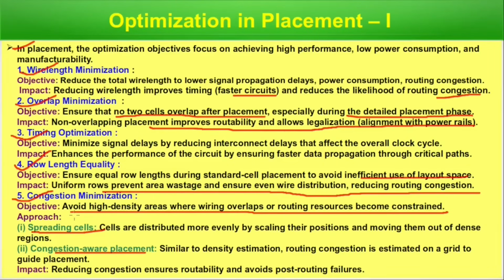In congestion minimization, our objective is to avoid high density areas where wires overlap or routing resources become constrained. And that could be achieved by spreading cells. Cells are distributed more evenly by scaling their positions and moving them out of dense regions. That could be one. Another one is congestion aware placement. Similar to density estimation, routing congestion is estimated on a grid to guide placement. A grid is used to guide the placement. And impact is reducing congestion ensures routability and avoids post-routing failure.